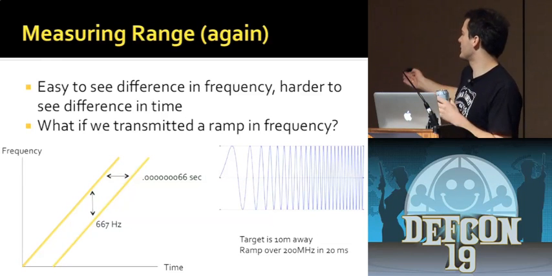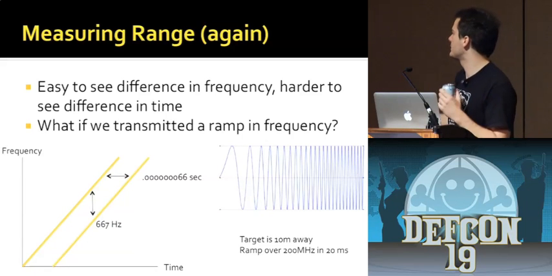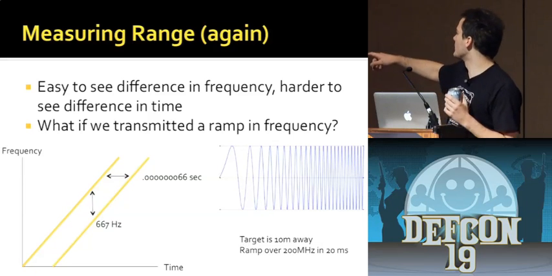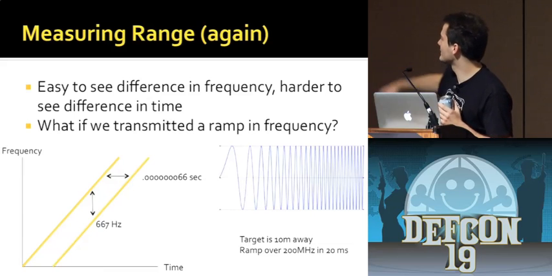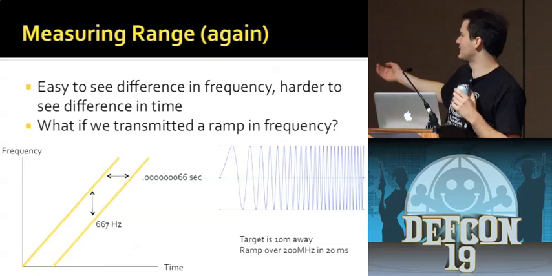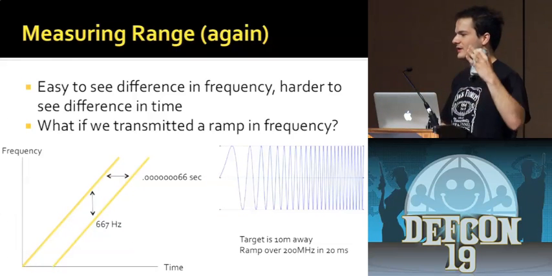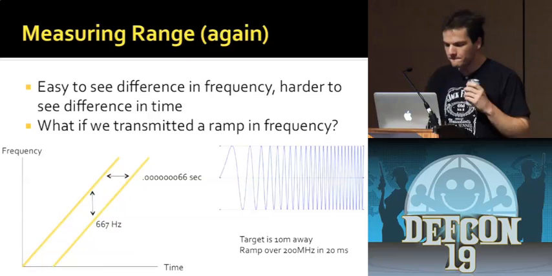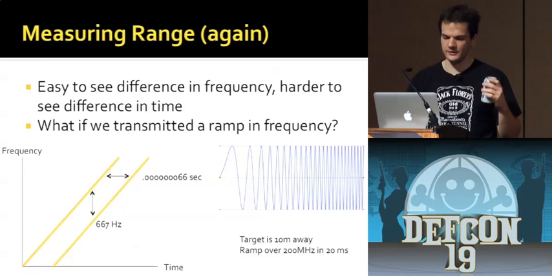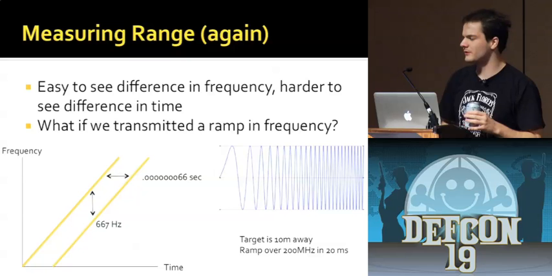If we ramp over 200 megahertz in 20 milliseconds, which is reasonable, something we can achieve pretty easily, that delay, I don't know how long that is, but I think it's 66 nanoseconds or something, turns into 667 hertz, which is in the middle of the audio range. I could sample that with a sound card and tell you how far away you are. So this is known as FMCW radar, frequency modulated continuous wave, and that's how I think most of the systems work today.